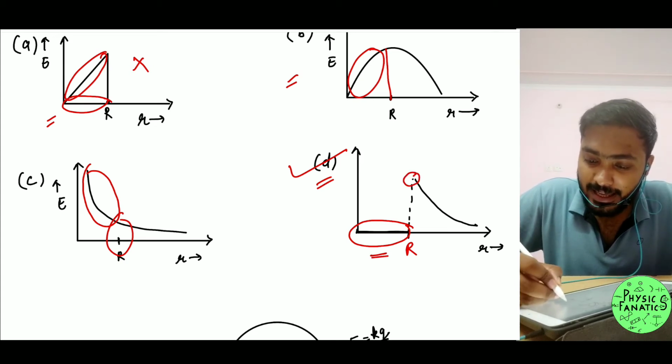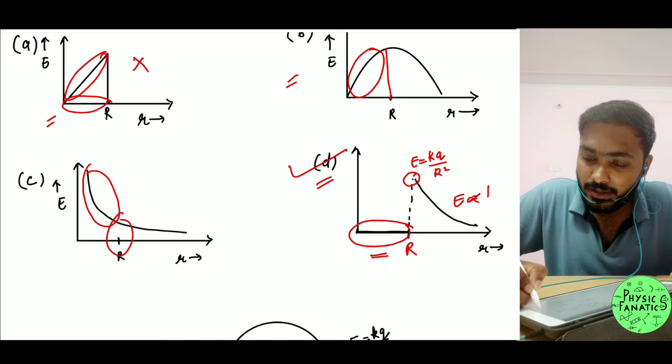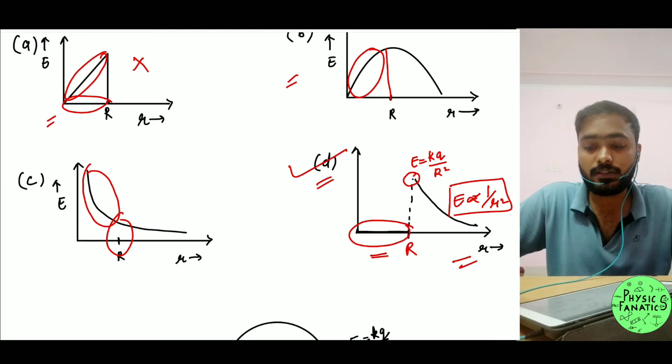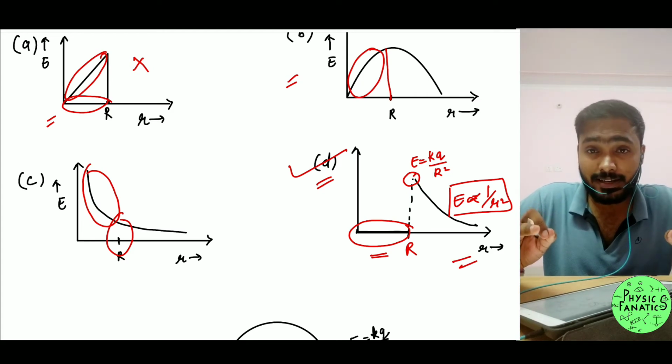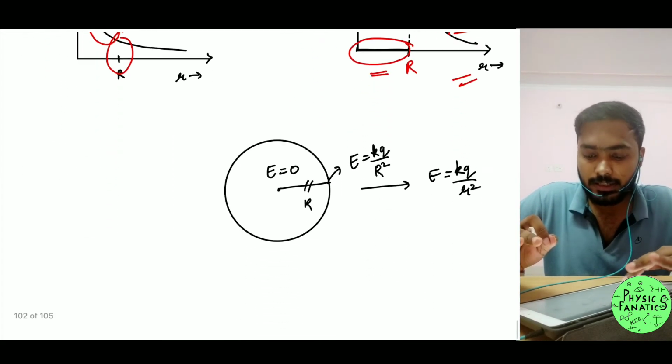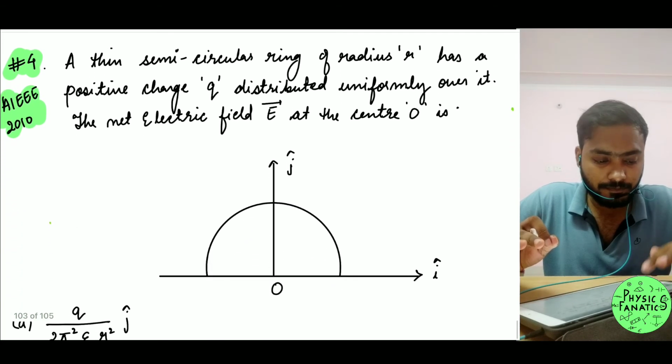At the surface you will get E equals kq upon R square, and then it reduces by a factor of 1 upon R square. So this is the correct one. D is the correct option. I hope you guys can understand that, right? Great. Let's move to the next question.